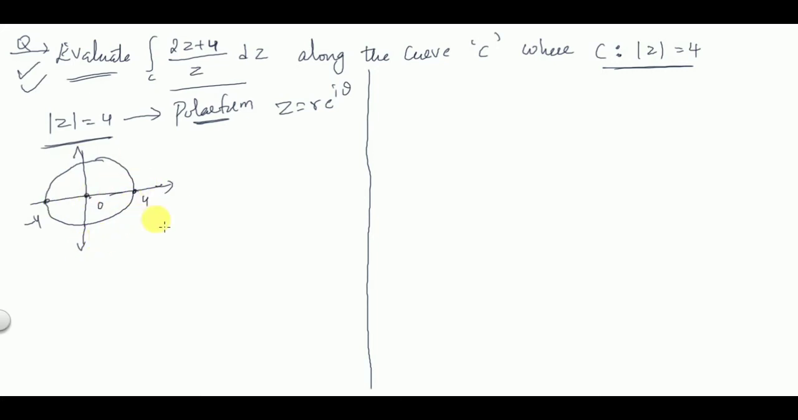Okay, so this is your mod z equal to 4. That means if you take z equal to r e^(iθ), so z is equal to 4 e^(iθ). So dz is equal to 4 e^(iθ). So I am converting this z in terms of theta.